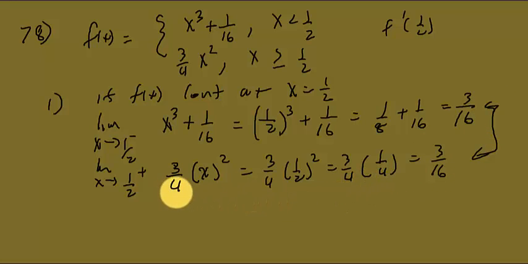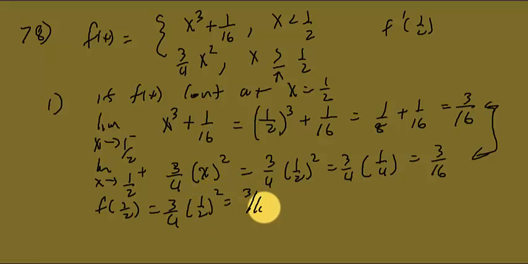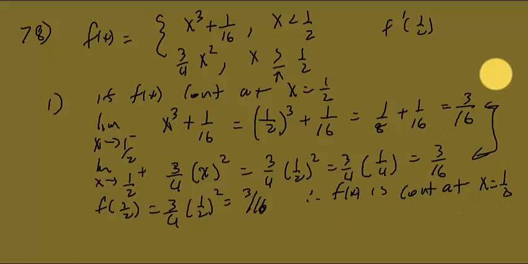Now I have to establish what f of 1/2 is, which means I've got to use the bottom one, which is 3/4 x squared, because of the equal sign there. 3/4 times 1/2 squared is 3/16. Now, what this means is, therefore, my f of x is continuous at x equal to 1/2. Okay, I'm not done yet. That's only half of the problem. Now I'm finding the derivative at 1/2. So I have to actually take a derivative of this piecewise function.